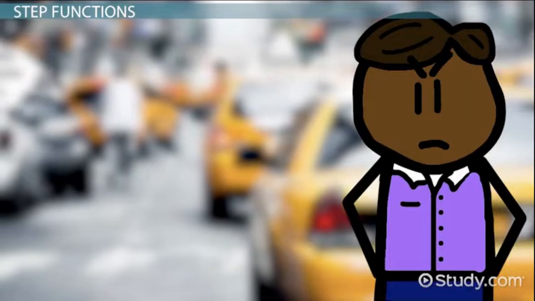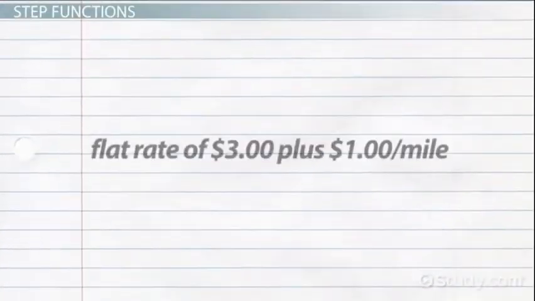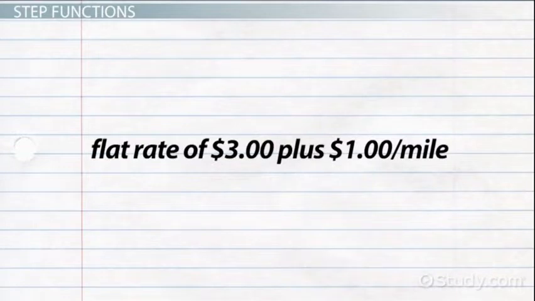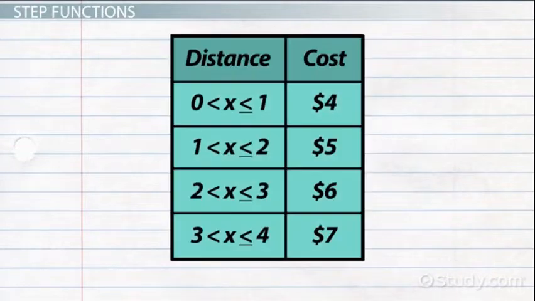For example, consider a taxi that charges a flat rate of $3 plus $1 per mile, or any increment of a mile. The cost is a function of the distance driven, X miles, and is defined in increments or intervals. We see that if our taxi ride was 2.35 miles, for example, we would get charged $6, even though we didn't go the full 3 miles.